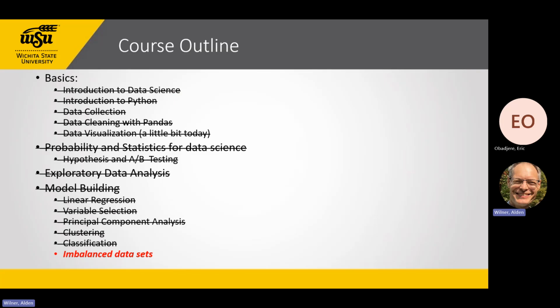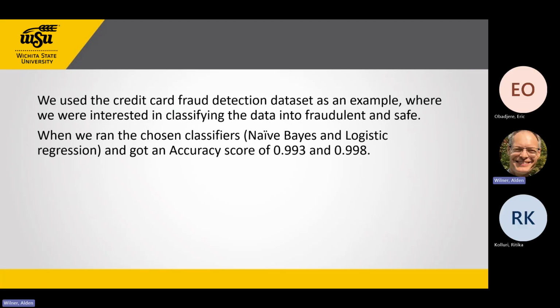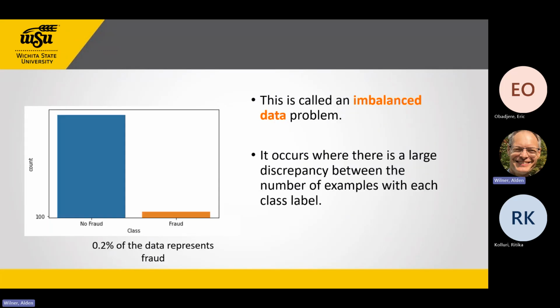Okay, so course outline. We are actually on the very last thing in our course outline. Yay, imbalanced data sets. So remember, we talked about the credit card fraud detection data set. That was an example of classifying the data into safe and fraudulent uses of the credit card, right? And we ran those chosen classifiers. We got accuracy scores for naive Bayes and logistic regression of 0.993 and 0.998, which sounds pretty good. But when you start looking at the details, you might see that there's a little problem, though.